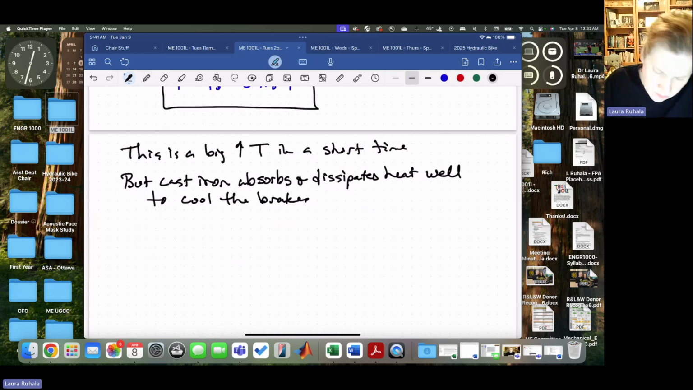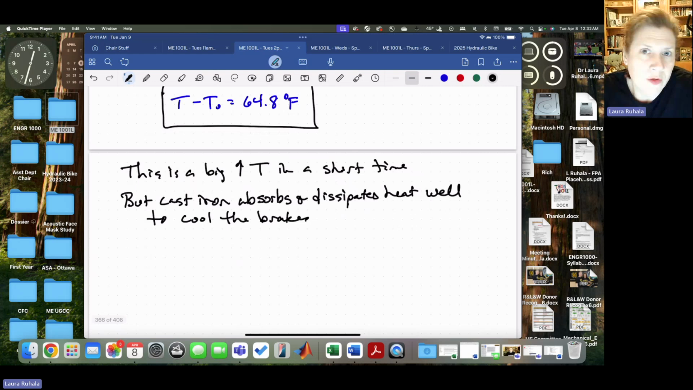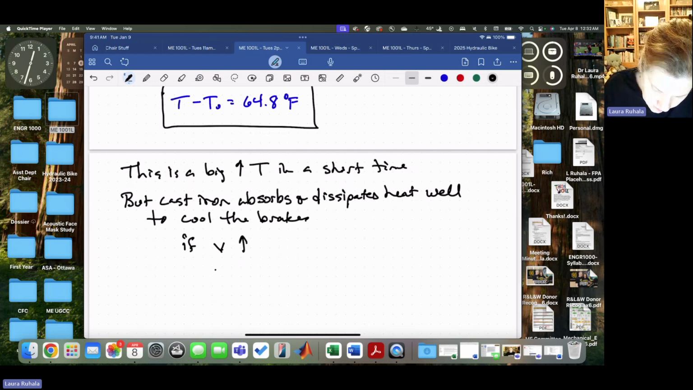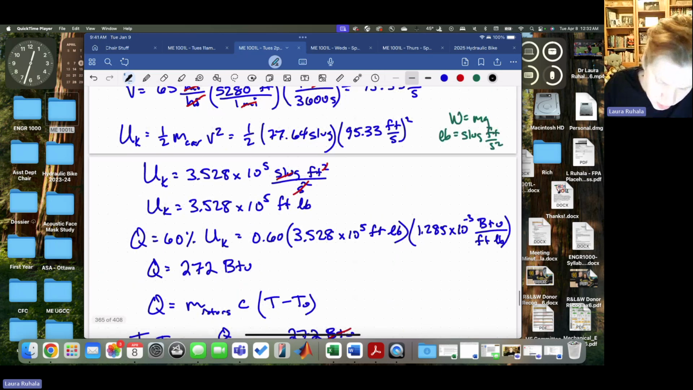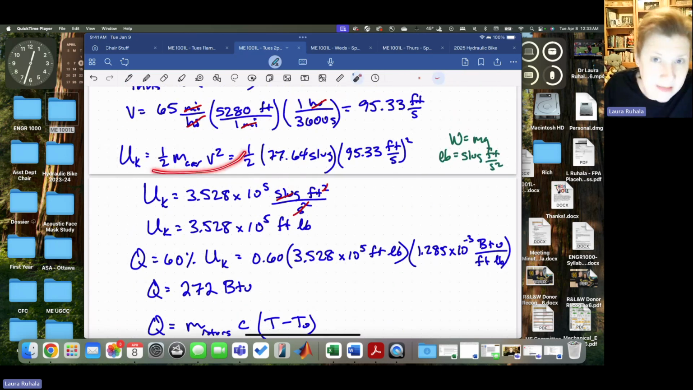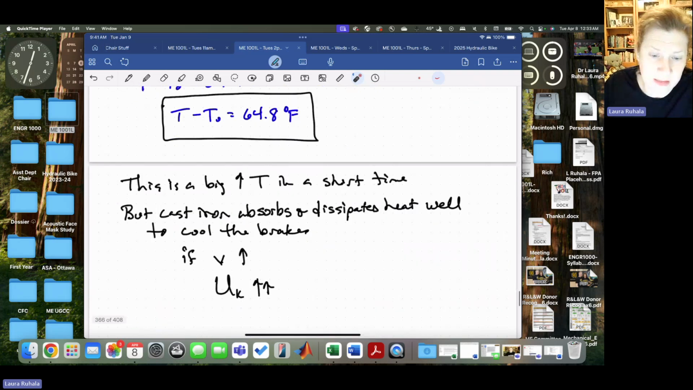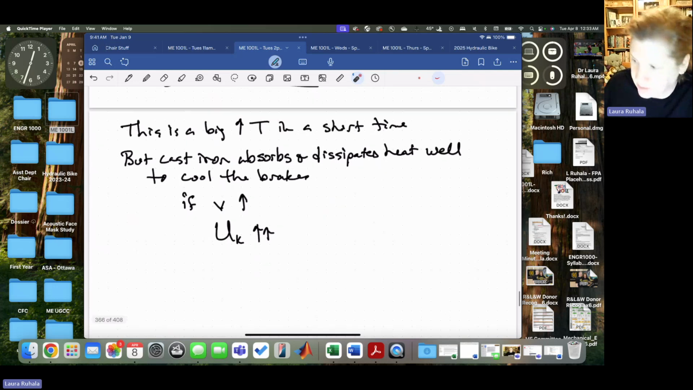All right. So I went from 65 miles an hour to 0. Think about this though. If my velocity increased, what'll happen to my kinetic energy? It's really going to increase, right? Because kinetic energy is 1/2 mass velocity squared. So it's related to the velocity squared. So if I increase the velocity from 65 miles an hour to 85 miles an hour, that increase in velocity would have a huge increase in the kinetic energy.